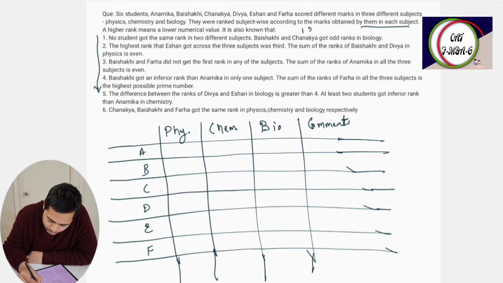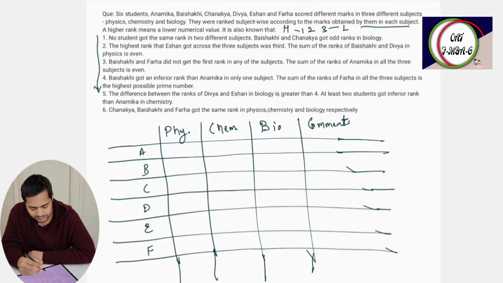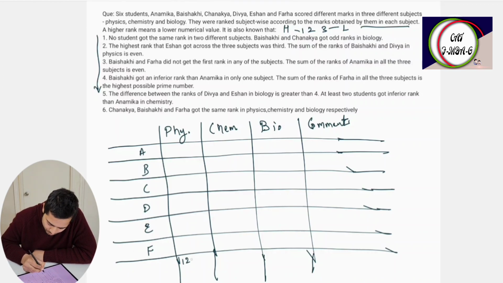So we can write 1, 2, 3. This is higher, this is lower. And since 6 students are there, 6 ranks will be there. 1, 2, 3, 4, 5, 6 for each subject.